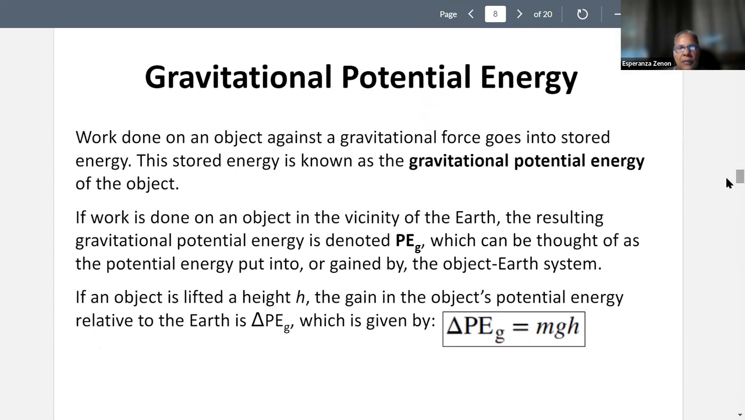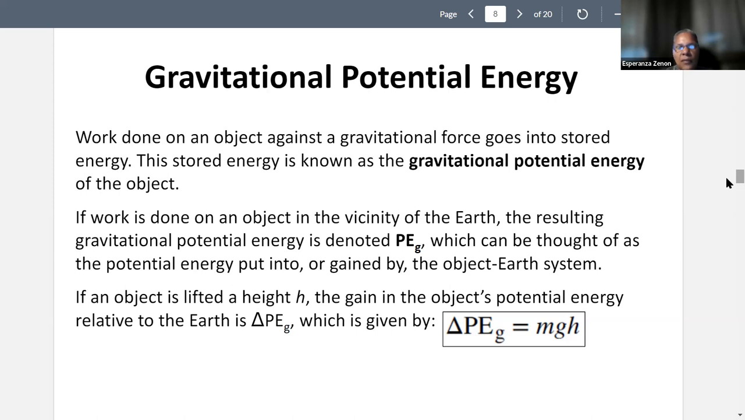Here's another form of energy, gravitational potential energy. One type of mechanical energy is kinetic energy, the energy of motion. Another type of mechanical energy is gravitational potential energy, energy stored by virtue of position. To get the gravitational potential energy, you vary the object's height. As you lift the object up higher, you store up more gravitational energy.